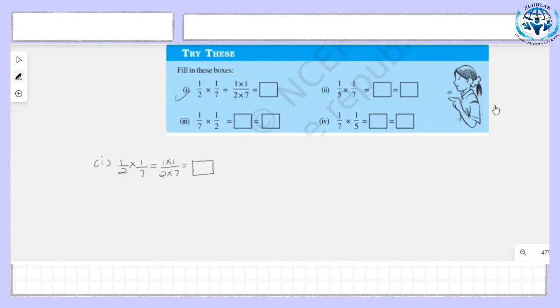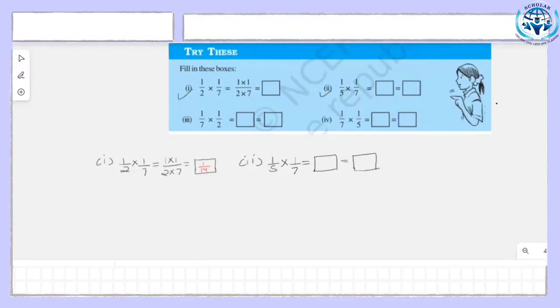1 into 1 upon 2 into 7. 1 into 1 is 1 and 2 into 7 is 14. Second one, 1 upon 5 into 1 by 7. Numerator is multiplied with the numerator and denominator is multiplied with the denominator, and we will get 1 into 1 upon 5 into 7 in the first box. In the second box, 1 into 1 is 1, 5 into 7 is 35.